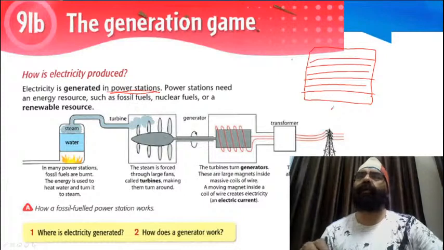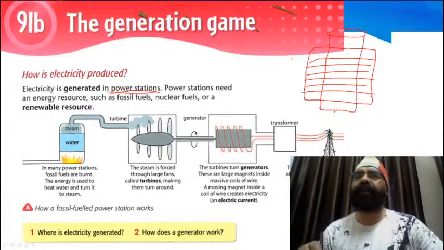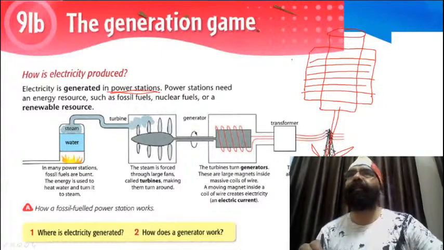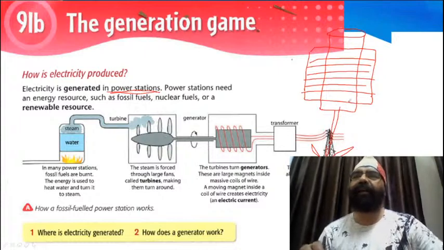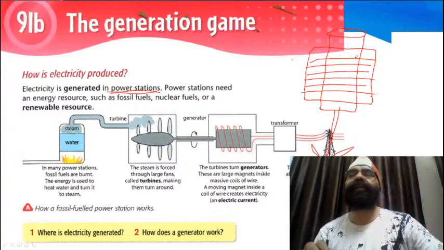Okay, so they have massive coils, and inside they have a magnet. Now this magnet is attached to the axle of the turbine. So now the turbine is made to rotate, and when the axle rotates, the magnet inside the coil also rotates. Thus the magnetic field which is linked to the coil changes, and induced current is produced.